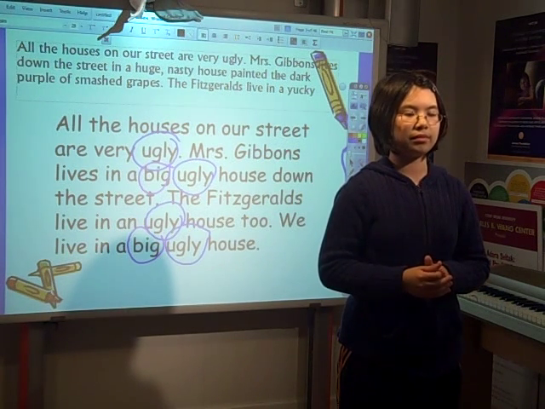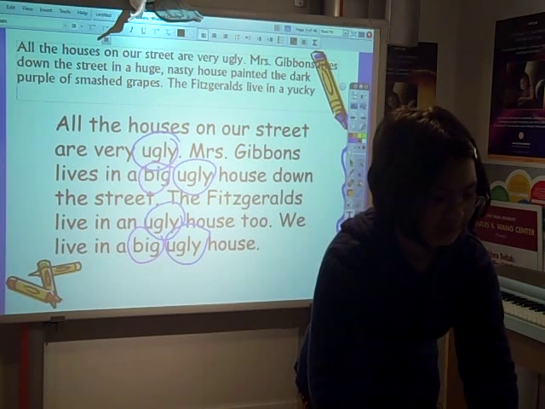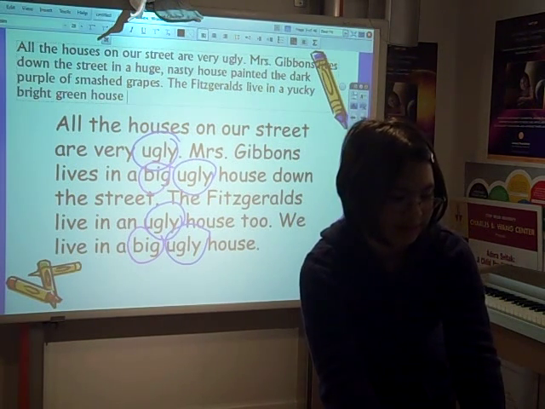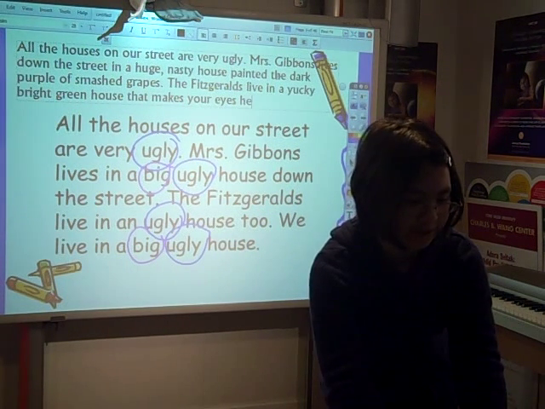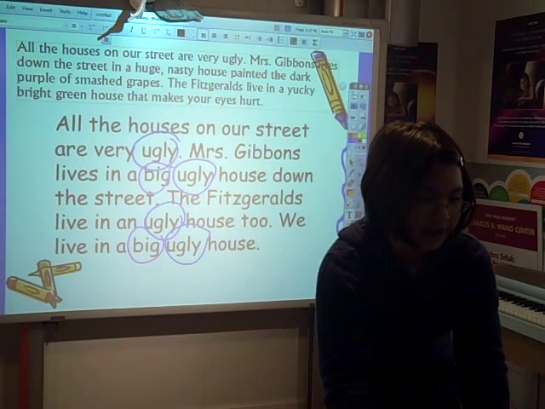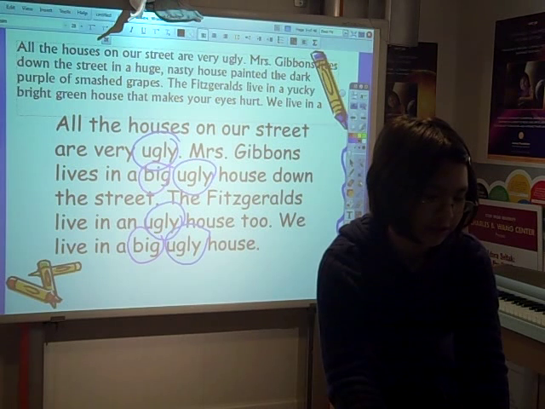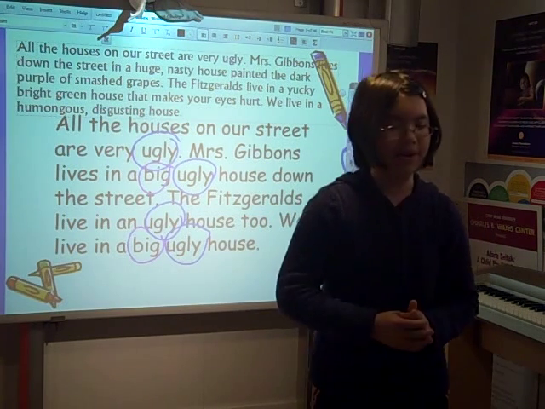Green. A yucky, bright green house that makes your eyes hurt. I mean, it's that bright. We live in a humongous, disgusting house. There we go.